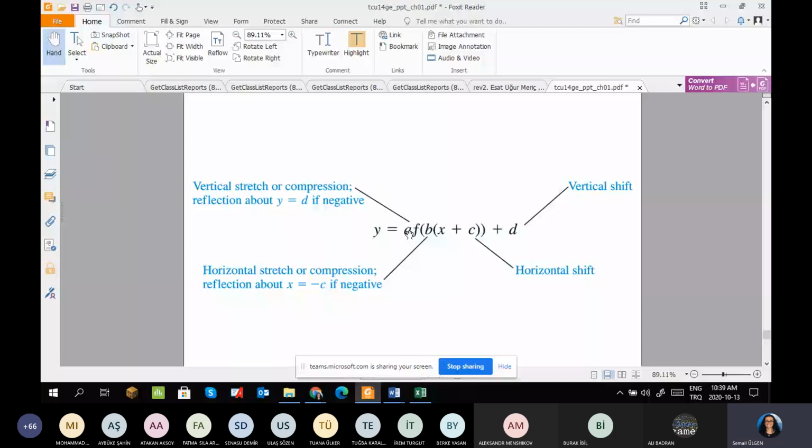And if you are multiplying x with b, then it's horizontal stretch or compression. And if b is negative, then it's a reflection about x equal to negative c. And if you're adding c to x, it's a horizontal shift. We talked about that, to the right or to the left, depending on c. And if you're adding d here, it's a vertical shift, shifting up or down.